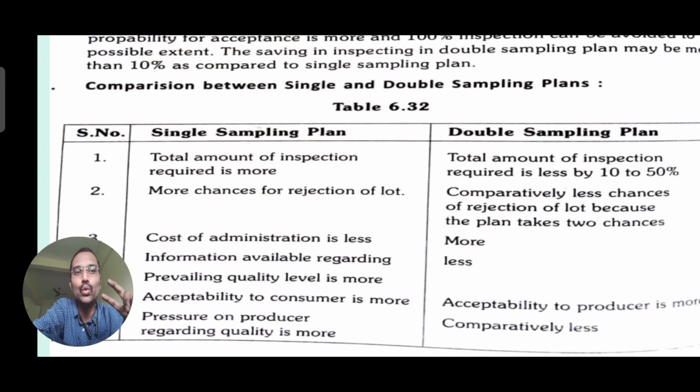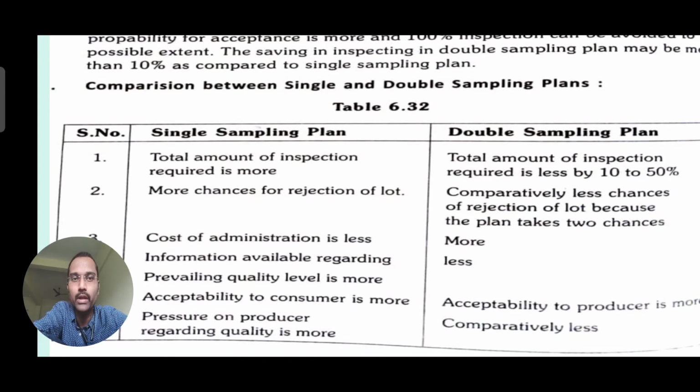Why? Because 2 samples are considered, we have more probability of acceptance. If it is not crossing 2, no problem, we can accept the lot. So inspection is required only when it crosses the acceptance number 2, the C2 value. So we are reducing the inspection by about 10 to 15%, up to 50%.